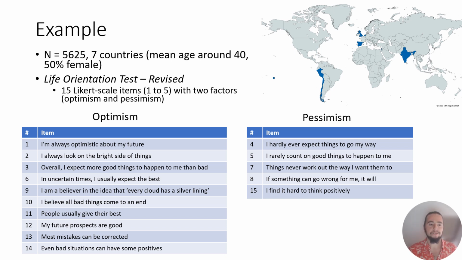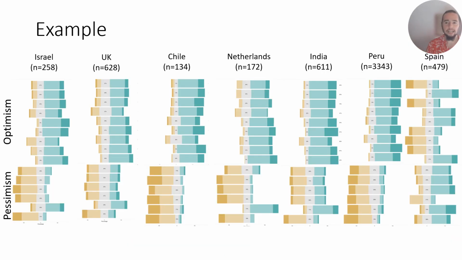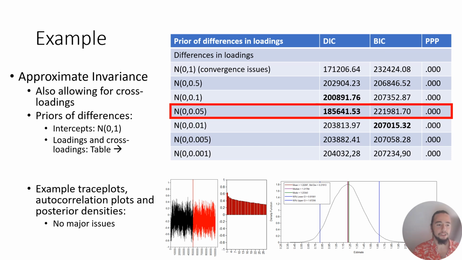We have a sample of 5,000 individuals from 7 countries, and we have data from an optimism and pessimism scale. These are the items. Here is a descriptive plot for all of our countries, and as you can see, it is very similar between each other, except for some countries. For example, in Spain, all of the pessimism items are higher than the others, and some items are different in some other countries.